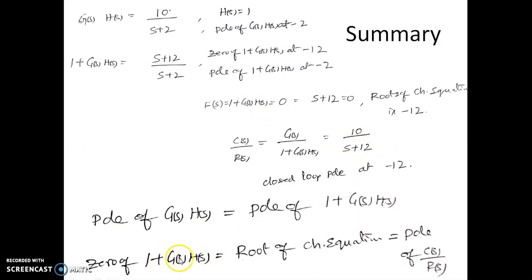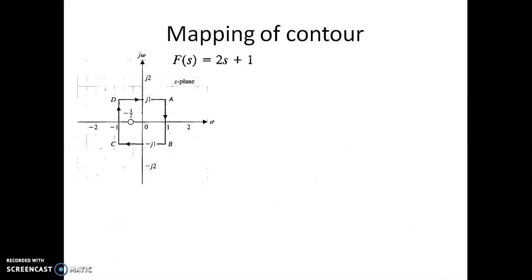So that's the meaning of this statement: the zeros of 1 plus G(s)H(s) are the roots of the characteristic equation, which are equal to the poles of C(s)/R(s), that is, the closed loop poles. So let us move on with this concept. Let us have this in mind. Okay, let us go to this mapping of contour.